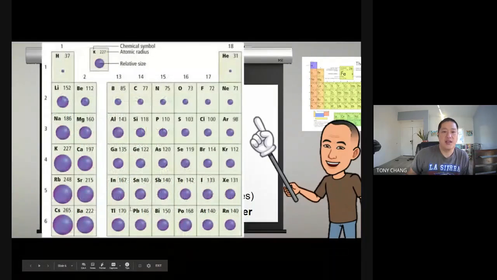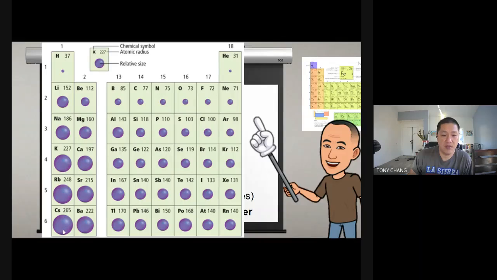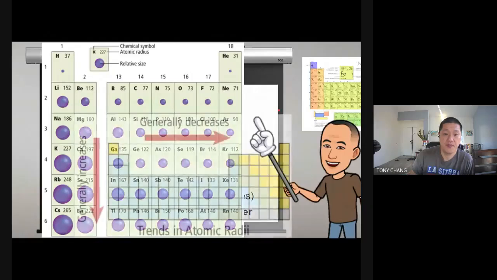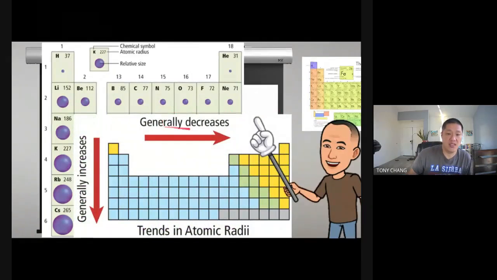All right, so now here is a visual on what the atoms look like. As you move down the periodic table, you get bigger and bigger. As you move to the right, it gets smaller and smaller. Again, why does it get smaller? Because it gets more positive. More positive means it pulls the electrons in more, and if it pulls the electrons in more, then it gets smaller. Okay, so generally decreases as you go to the right, generally increases as you go down.